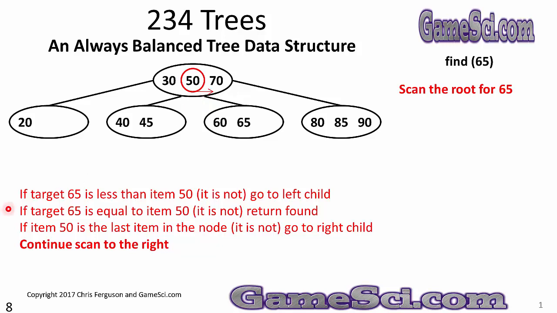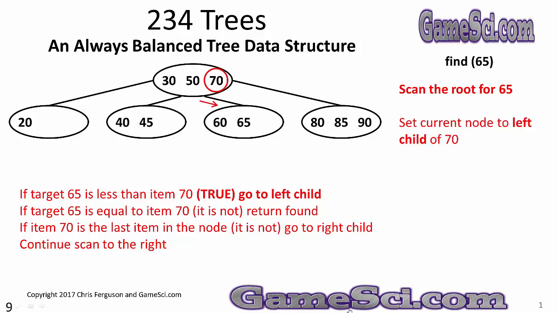Is my target 65 equal to the item 50? No, it's not. I'm not done yet. If item 50 is the last item in the node, I'd go to the right child, but item 50 isn't the last item. I need to continue the scan to the right. I'm looking at all these options, but I've bolded the text of the option I'm going to take. And the option I'm going to take here is continue the scan to the right. After looking at 50 and comparing it to 65, I've decided to go to the right and look at what's to the right of 50.